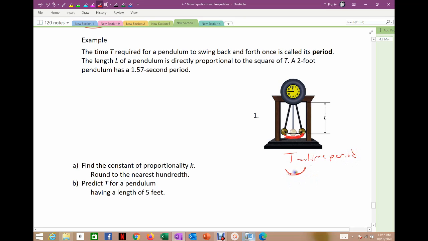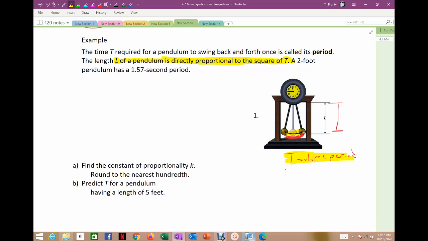All right, that period is proportional to the length of the pendulum. So this would be how long the pendulum is. All right, the length of the pendulum. So the length of the pendulum, which is L, is directly proportional to the square of the time it takes the pendulum to swing back and forth. So again, it's not directly proportional to a plain x value. It's the square of the time value.